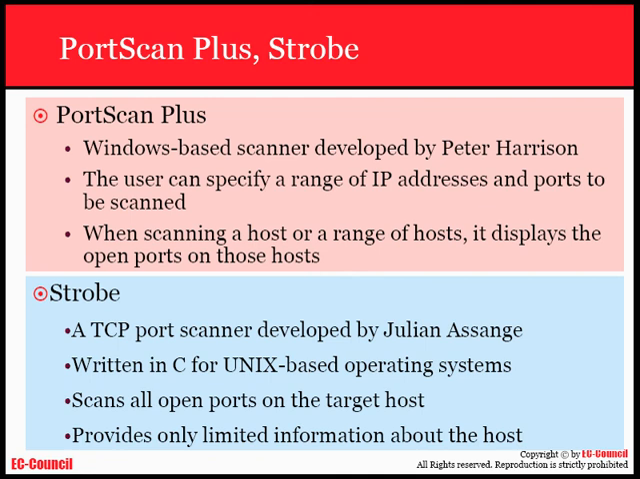Continuing on with our scanning tools, we also have PortScan Plus and Strobe. Now PortScan Plus is Windows based, but basically this lets me specify a range of IP addresses and a range of ports, and then go ahead and scan those IP addresses for those particular ports, and then it'll show me which ones are open. Now Strobe is basically for Unix-based systems. It is written in C and it runs on Unix, and it'll do a similar thing. It will scan all the open ports on the targeted host. It's not going to give me quite as much information, but it still will tell me what's there.